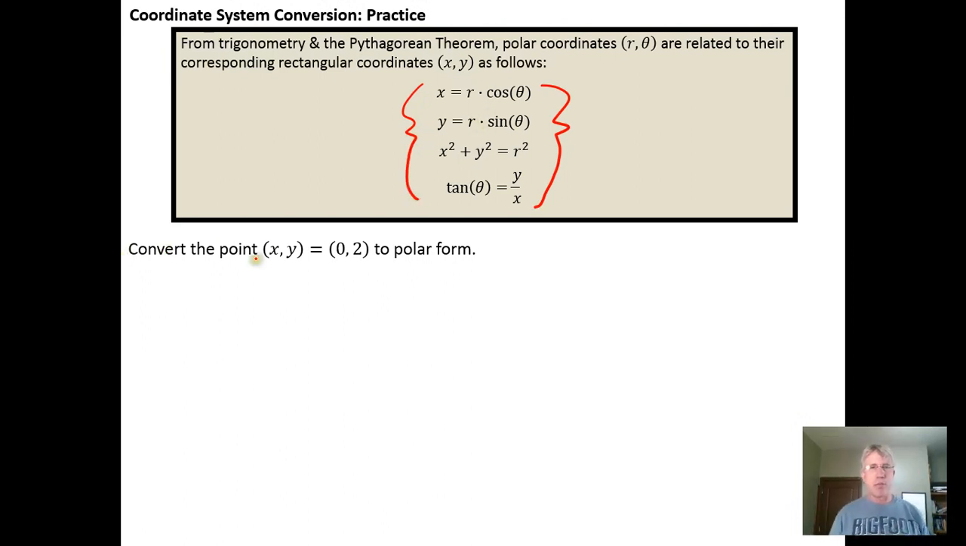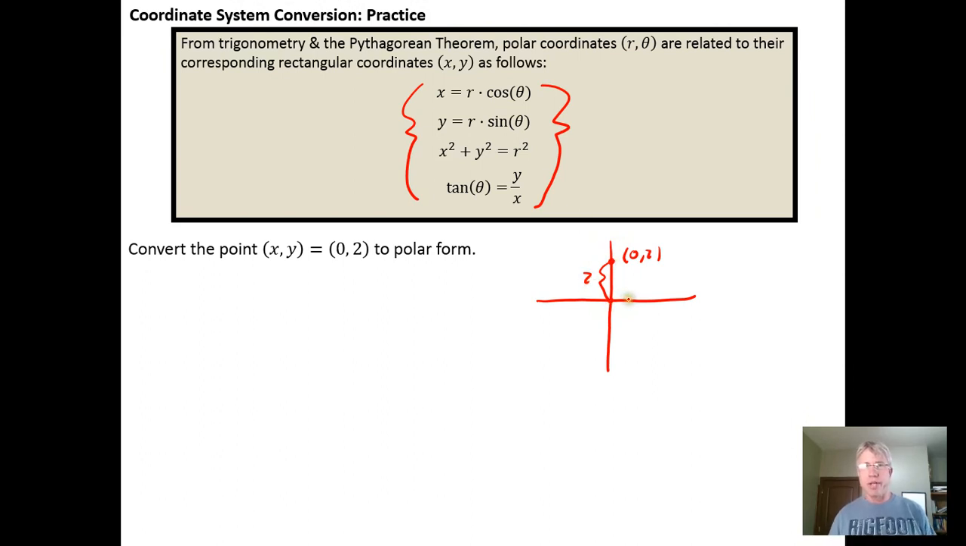And this says convert the point xy equals 0, 2 into polar form. So if you think about it, we could actually do this conversion without using any of these relationships that we see up here. We have the point 0, 2. The point 0, 2 is going to be up here on the y-axis. And converting into polar form should be pretty straightforward, because clearly the distance r is just going to be 2. The directed distance from the origin to the point is going to be 2.